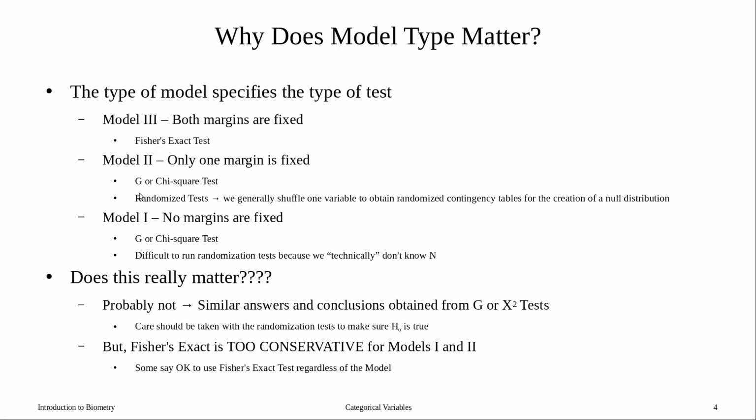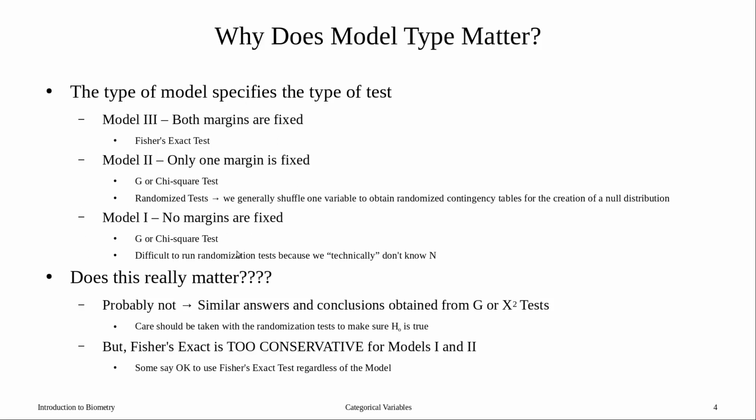So G or chi-square tests are pretty much always either a Model 1 or a Model 2 test. Randomization tests are typically a Model 2 test because we're going to shuffle one variable and keep the other variable constant. What about randomization for Model 1? Well, those are kind of difficult because we don't technically know our total sample size. So it's kind of hard to conceptualize randomization.